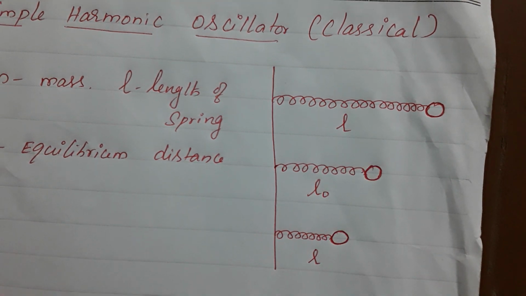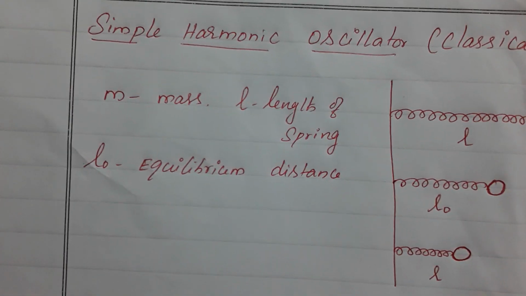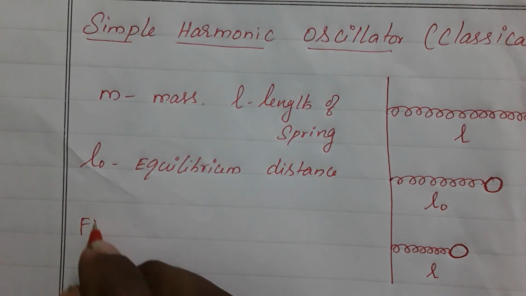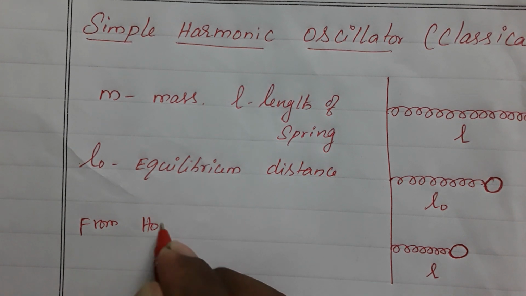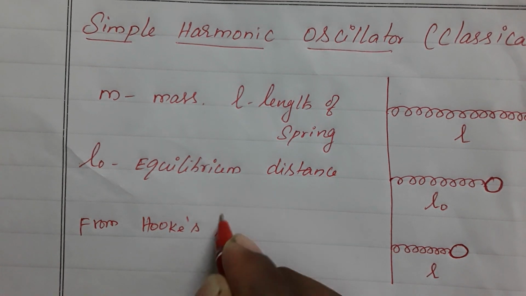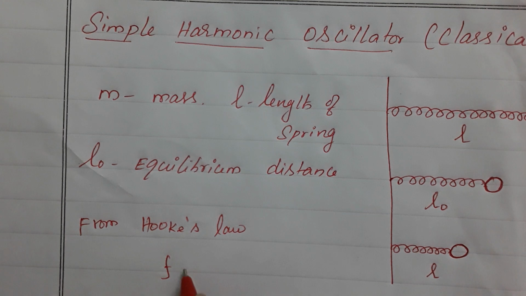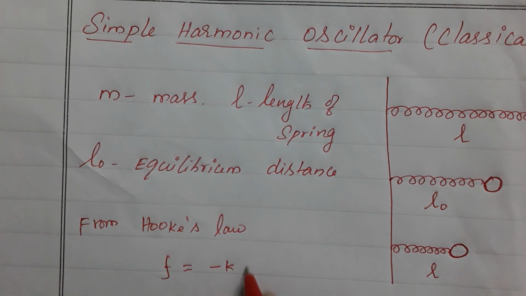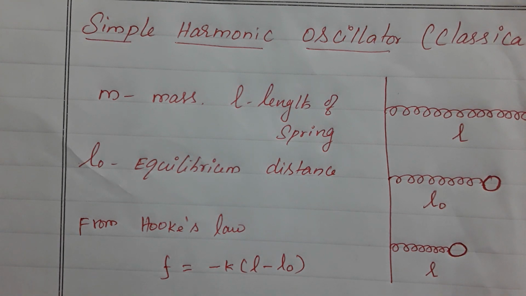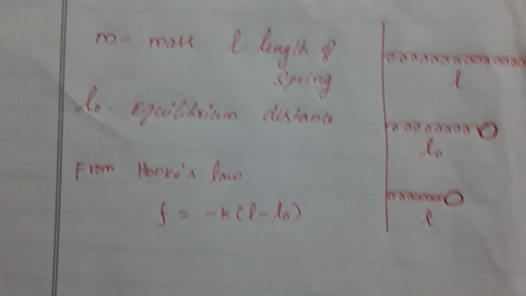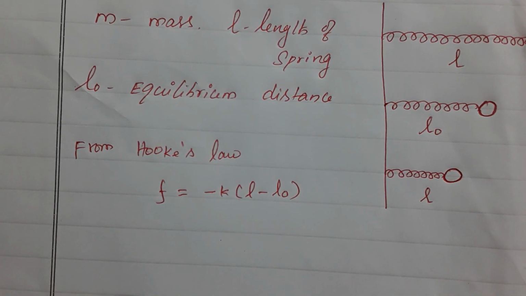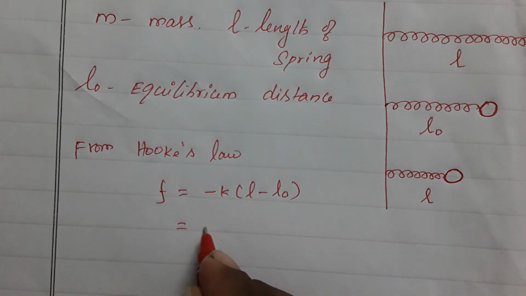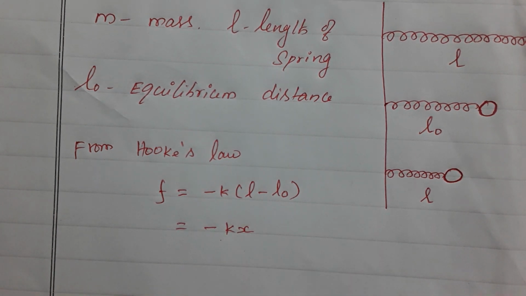From Hooke's law, the force is equal to minus k of L minus L0. So this force is nothing but a restoring force. From the equilibrium, it goes back and forth and returns to the original position. That force is called a restoring force. You can take this as minus k into x.